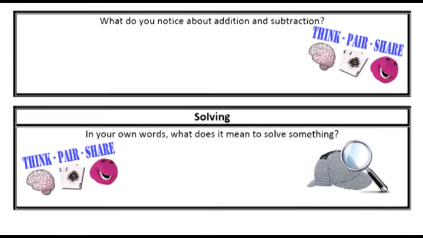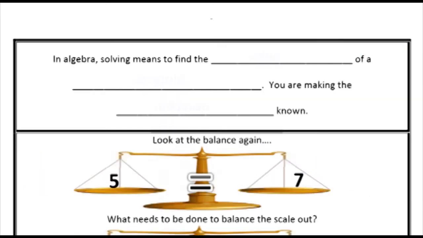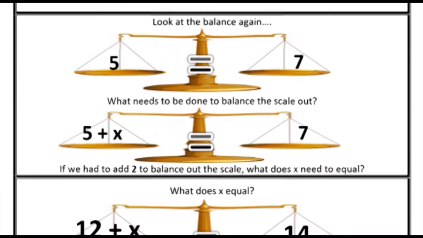Alright, in algebra, solving means to find the value of a variable. We're trying to find what that unknown represents. We're making the unknown known. Let's look at balancing again. When we had 5 and 7, we could have either subtracted 2 to make 5 or added 2 to make 7. Let's put something in that place, a placeholder, a variable.